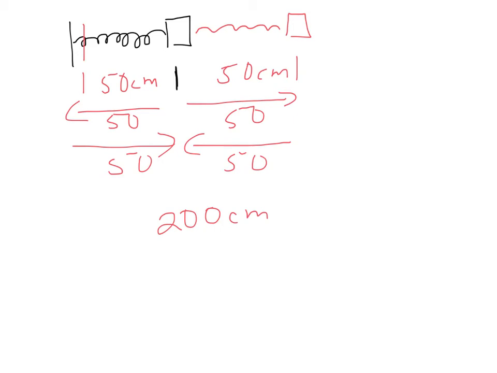To complete one cycle, it has to go there, back for 100, there, and back for another 100, because it has to be going the same direction in order to have completed one whole cycle.